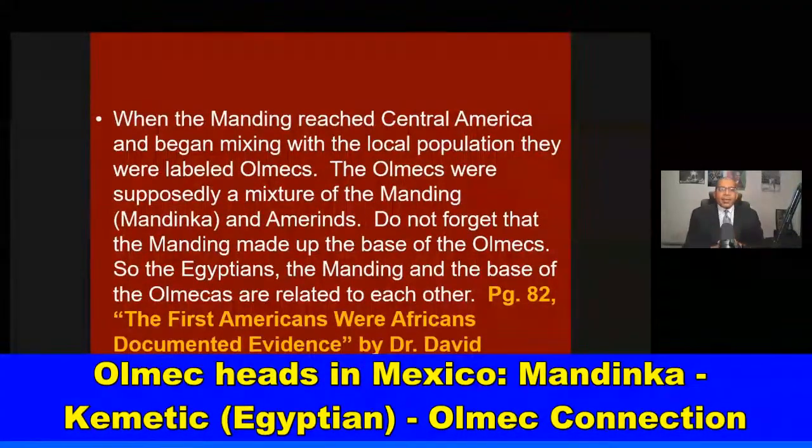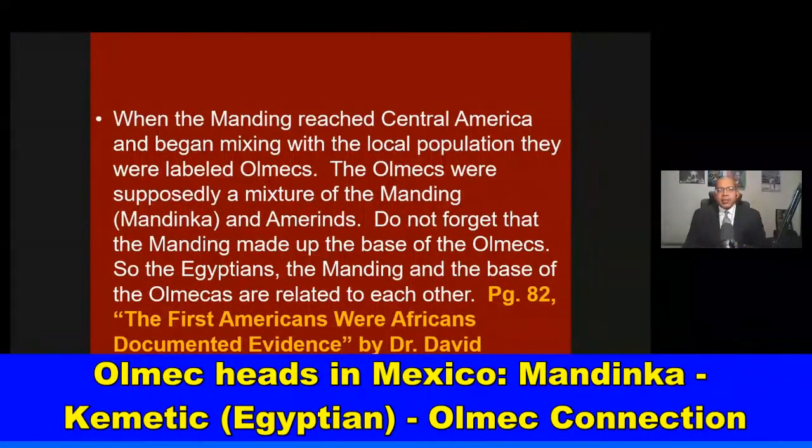All right, so when the Manding reached Central America and began mixing with the local population, they were labeled Olmecs. The Olmecs were supposedly a mixture of the Manding or Mandinka and American Indians or Amerindians. Do not forget that the Manding made up the base of the Olmecs, so the Egyptians, the Manding, and the base of the Olmecs are related to each other. Okay, this comes from page 82 of The First Americans Were Africans, Documented Evidence by Dr. David Imhotep. His book is a fantastic book, and his first book is out of print.